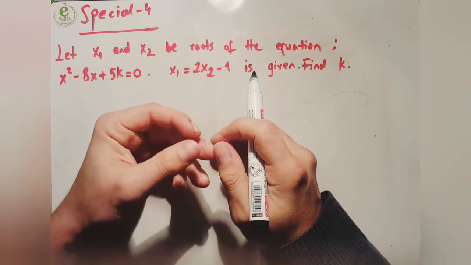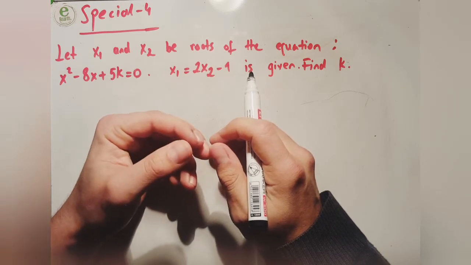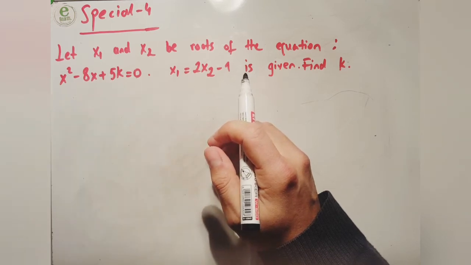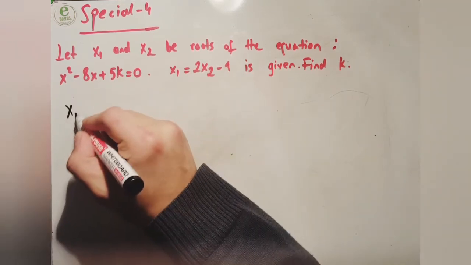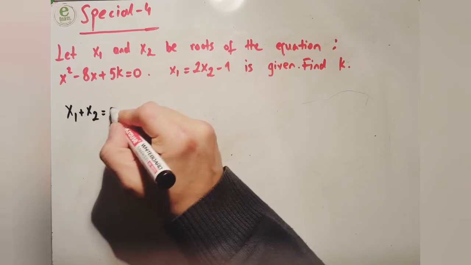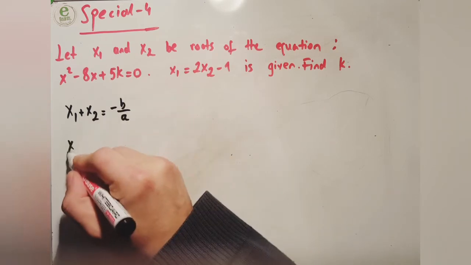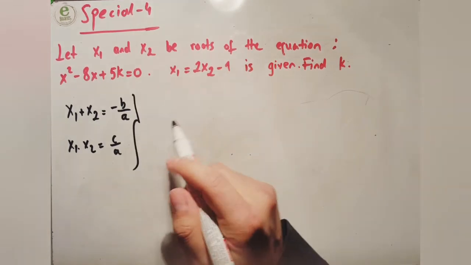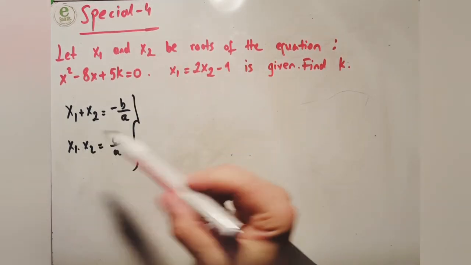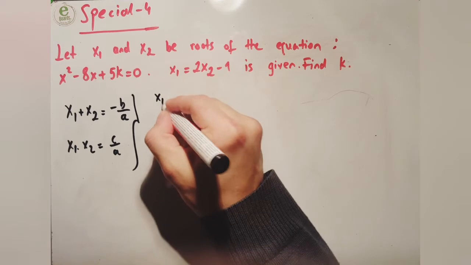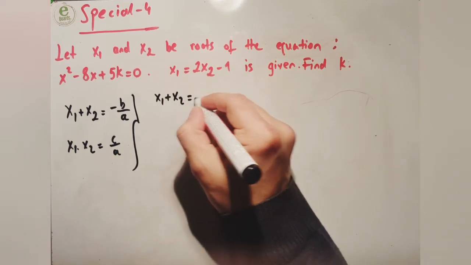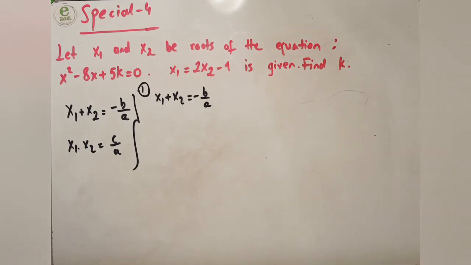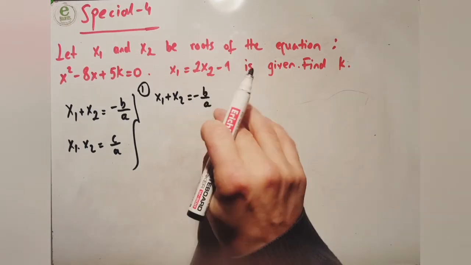What is Vieta's theorem? We can find the sum and product of roots with a given standard equation. To find the sum of roots, we will have minus b over a. The product of roots is c over a. Okay. And here first I will take the sum of roots x1 and x2. x1 plus x2 is equal to minus b over a. By the way, it is the first step.